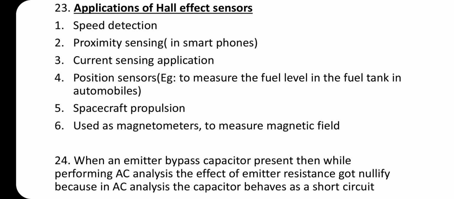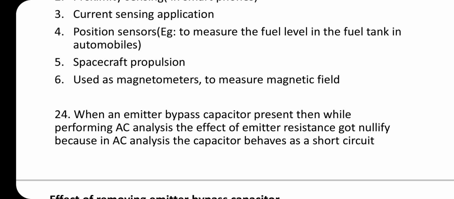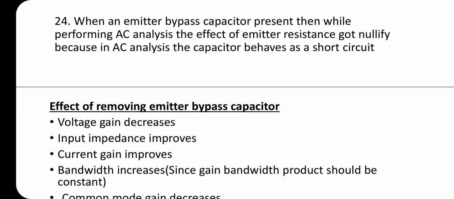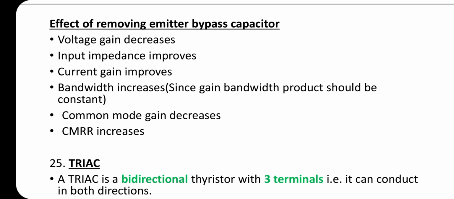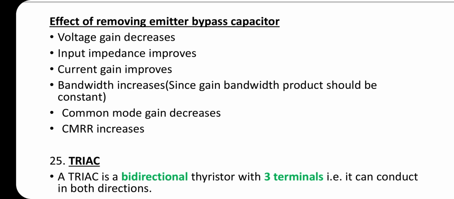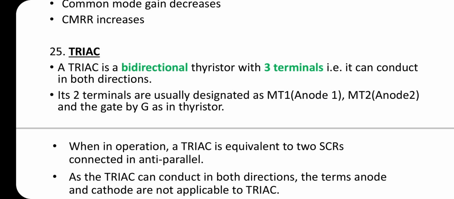When an emitter bypass capacitor is present, then while performing AC analysis, the effect of emitter resistance is nullified because in AC analysis the capacitor behaves as a short circuit. Effect of removing the emitter bypass capacitor: voltage gain decreases, input impedance improves, current gain improves, bandwidth increases. Since the gain bandwidth product should be constant, common mode gain decreases, CMRR increases.